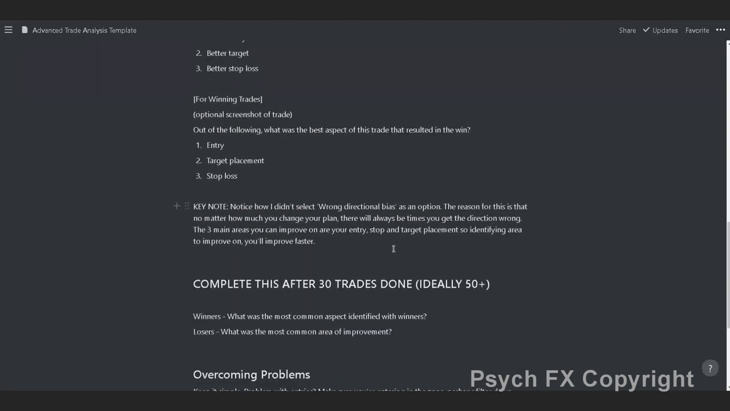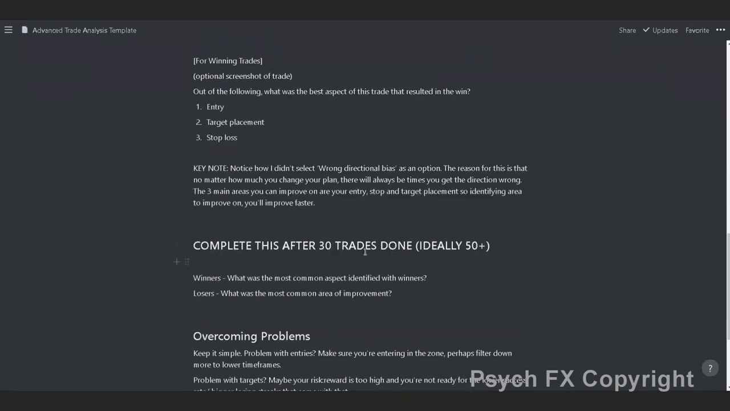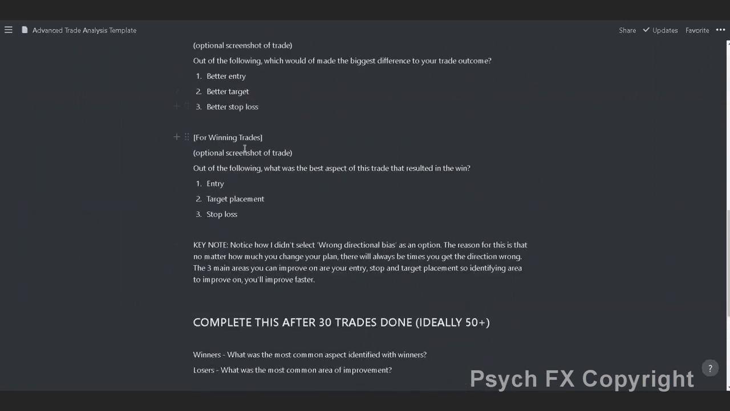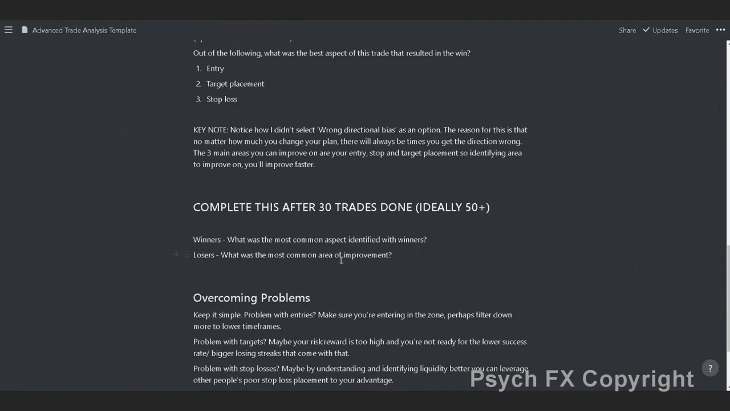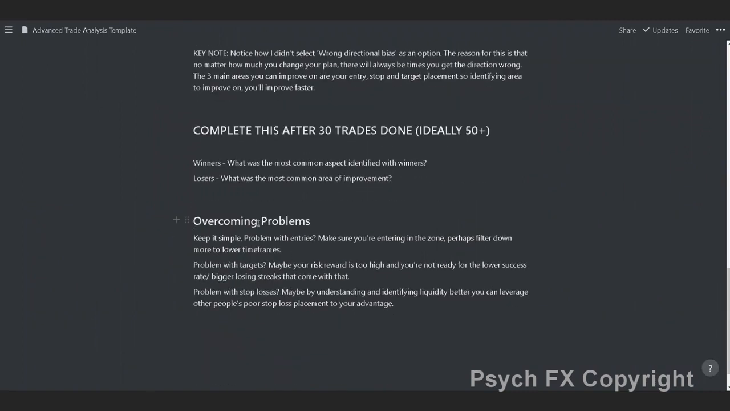And so, after you've done this for a minimum of 30 trades, then ideally 50 plus, you can come on to this next step. And you only really need to ask, what was the most common aspect identified in the winners? So the most common out of these three, and the most common in the losers out of these three here. Okay, and what that's going to do is give you a very clear insight of what you should be focusing on.